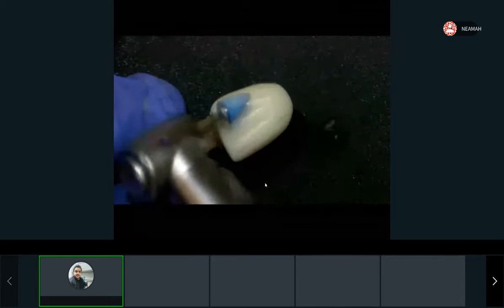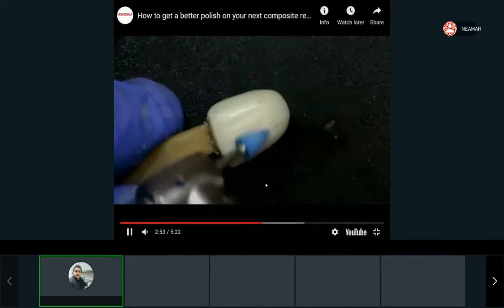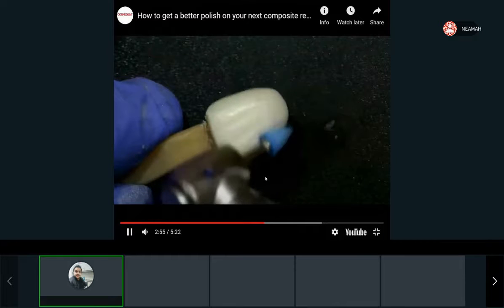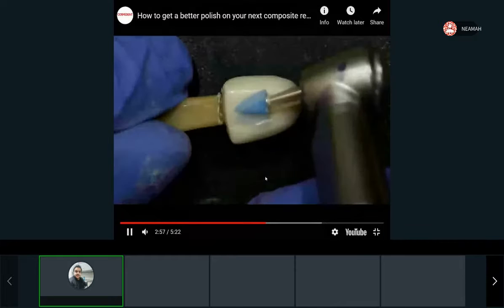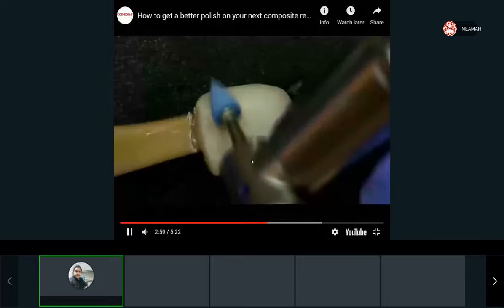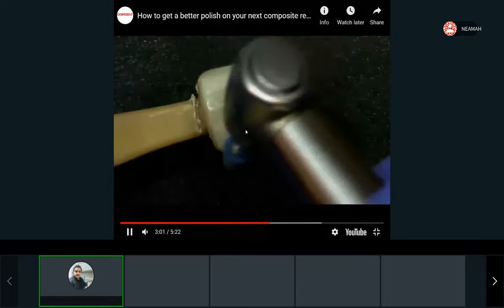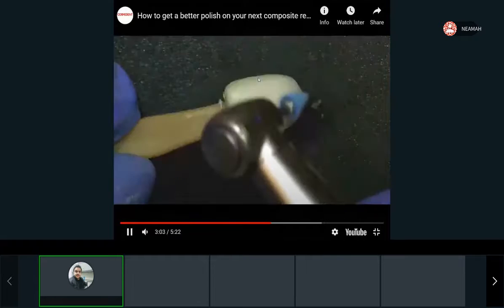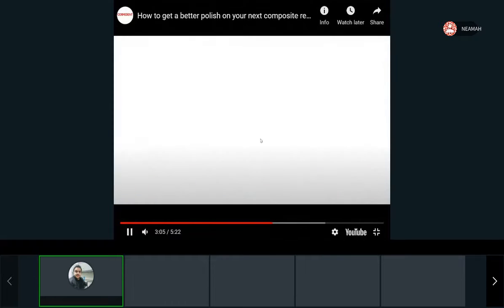Yeah, so they're just showing multiple different burrs and materials that you can use to make your composite look nicer. So far, they used 4 types of burrs. Now, this is the pointy one. You can see it's blue. This is the final polish.